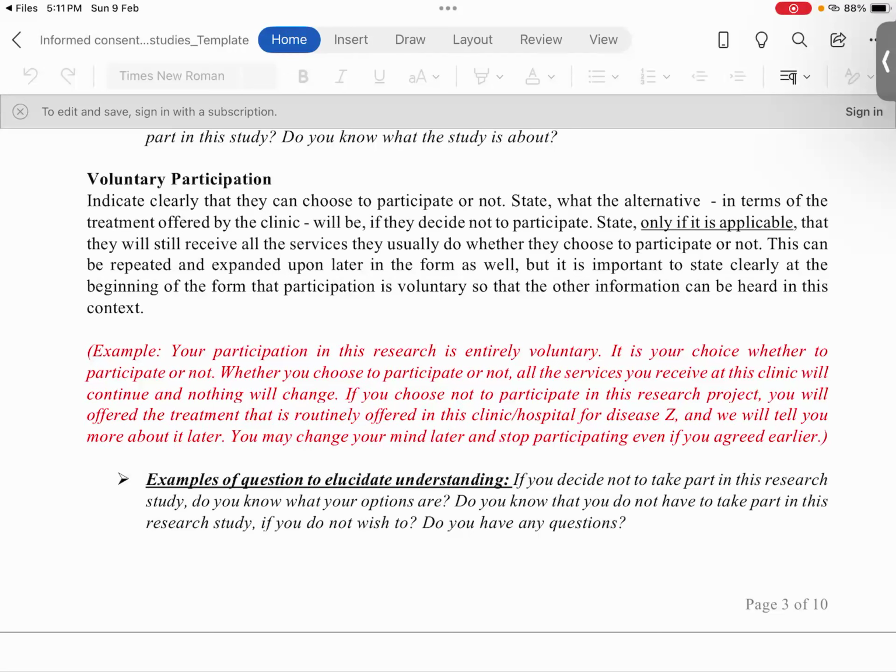You may change your mind later and stop participating, even if you agreed earlier. So you are also telling them, even if you agreed, it's no longer legally binding. You can change your mind anytime. Below, you have written what type of question you can ask them to understand if they are understanding correctly. If you decide not to participate in this study, do you know what your options are? You can ask them such questions, right?